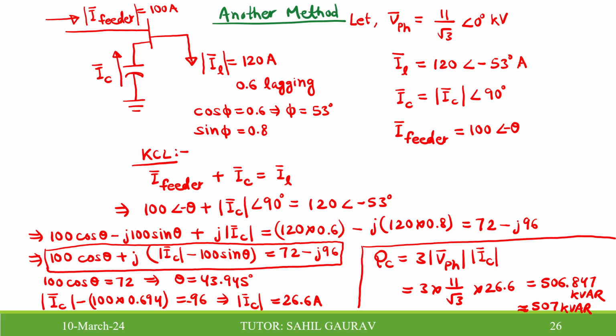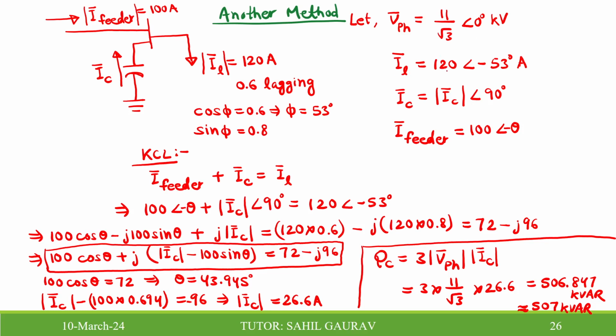Here we know this load current is 120 ampere and it is of lagging nature, 0.6. So we can find cos phi and sin phi as 0.8, and this feeder current limit is 100 ampere, and then we can find this capacitor current. So first we have taken the reference of this phase voltage, that is 11 divided by root 3 at 0 kV, and then we can write the current with the help of this reference.